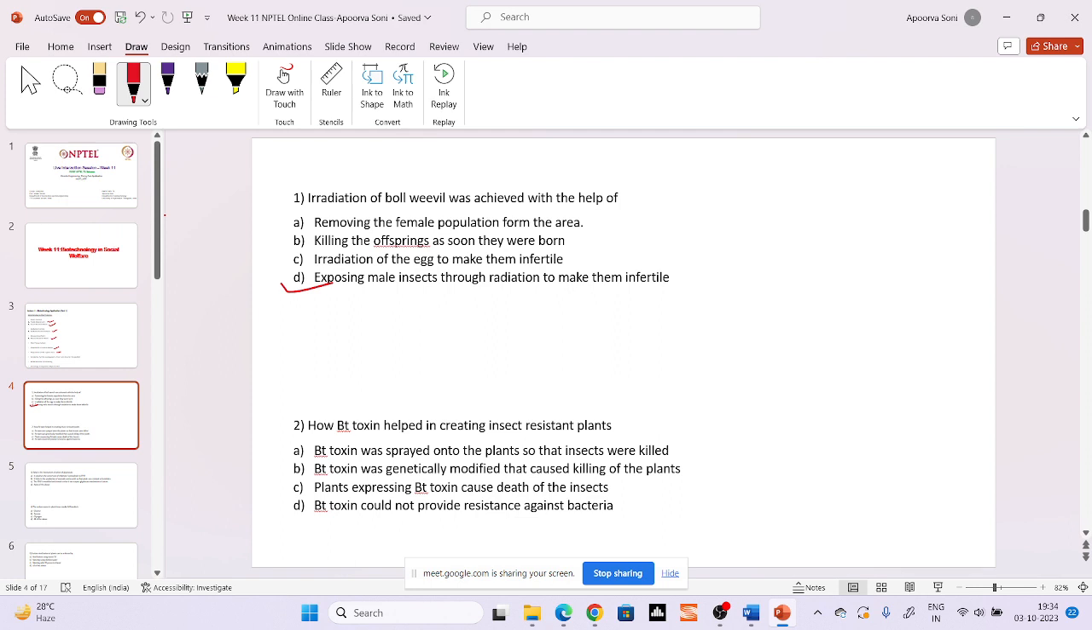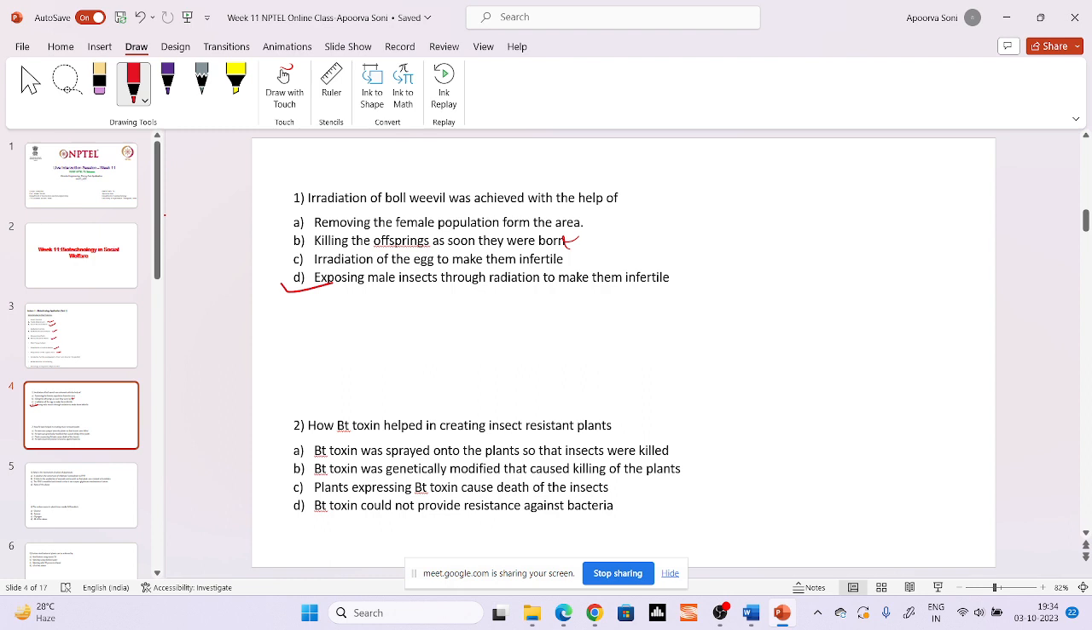Again, killing the offspring as soon as they are born. Is there any biotechnology involved over here? No. Irradiation of the egg to make them infertile. We have already discussed that making the egg infertile is a little bit difficult because the females go through a typical cycle, which is more complex. Exposing male insects through radiation to make them infertile: if you have even a little idea that insect resistance involves making male insects infertile through chemical treatments or radiation, you can solve the question.